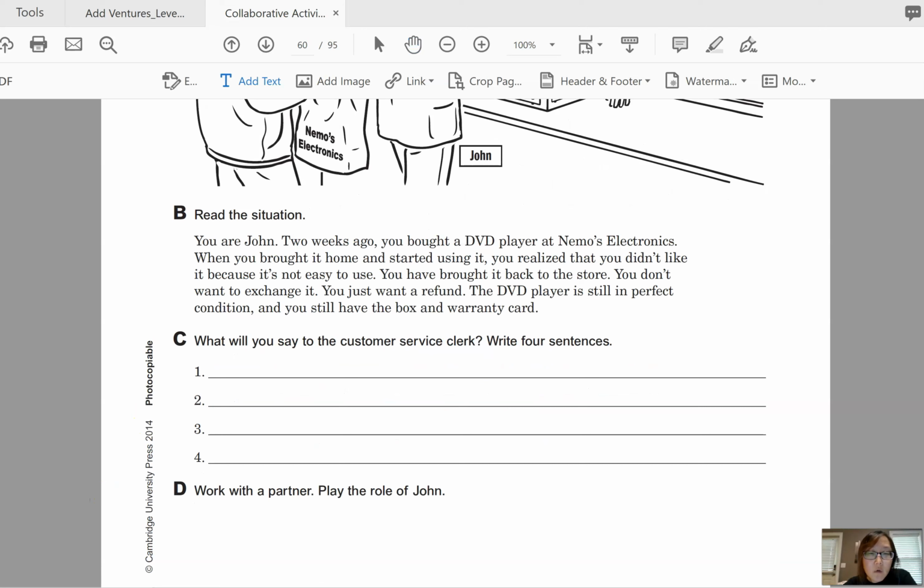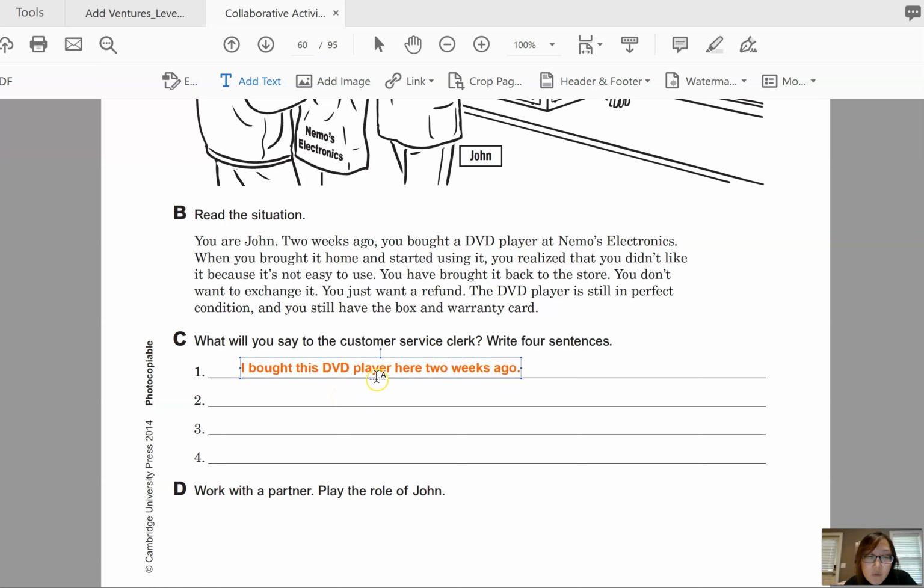Okay, so you might say, or John might say, I bought this DVD player here 2 weeks ago. That's probably the first thing that he would say. So again, I bought this DVD player here 2 weeks ago. Or you can start with this, of course. You can say, 2 weeks ago, I bought this DVD player here. So actually, let me write that down just to make it easier. Okay, so again, your wording might be a little different, but more or less it should be something like this.